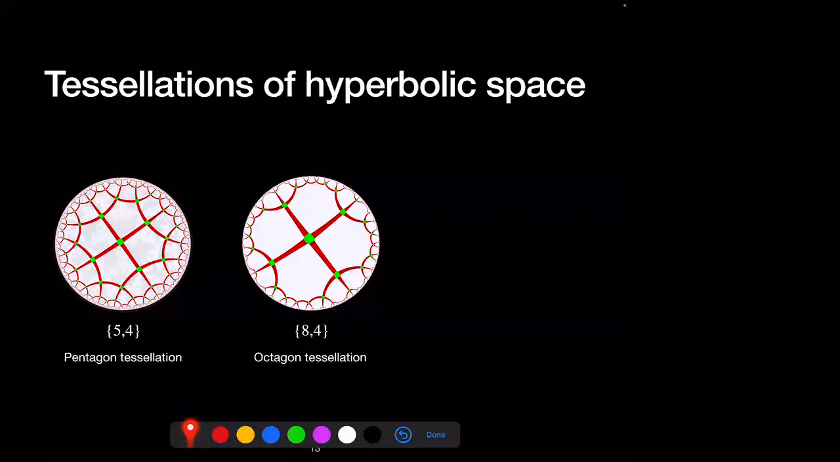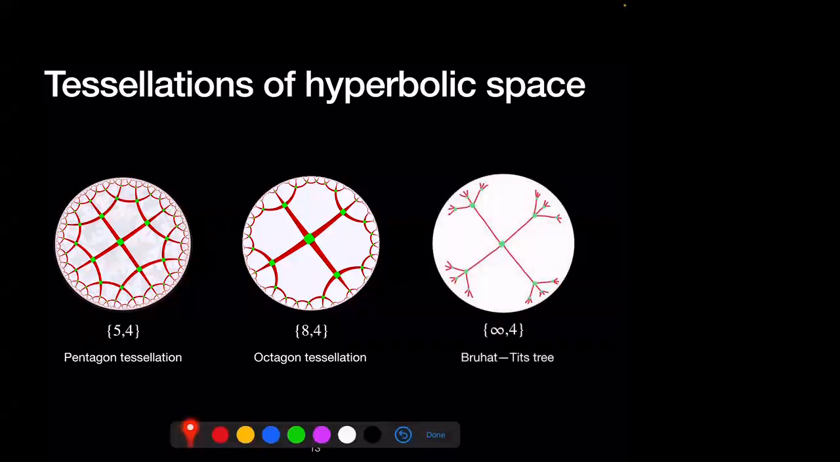And you can imagine bumping up the number of sides of the polygon to higher and higher numbers. There will always exist a tessellation. So you can turn 8 into 1,000, 2,000, up to infinity. When you go to infinity, I'm sure you can already imagine what you get is topologically the graph theory equivalent of the Bruhat-Tits tree. So now there are no loops anymore.